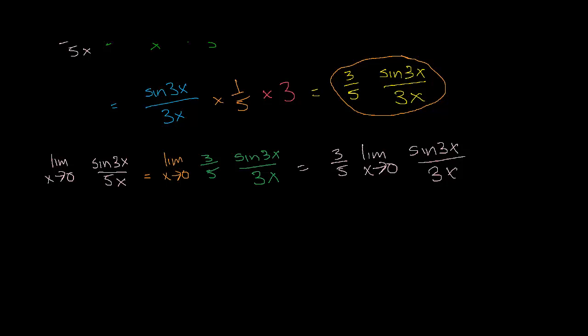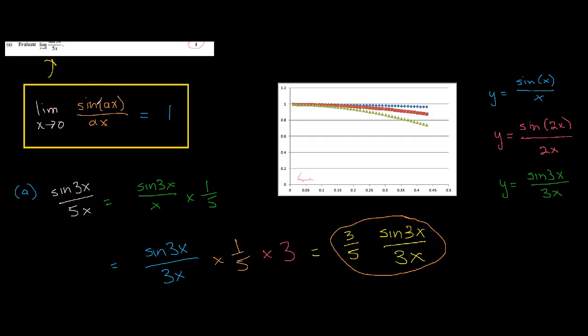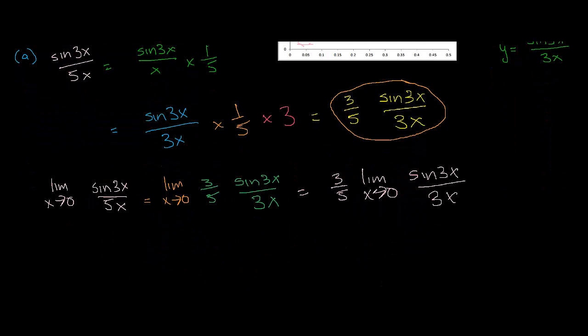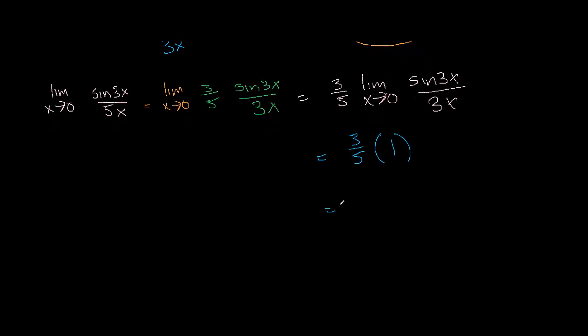Now this is the real meat of the question. Remember, this is the main concept we're going to use: the limit of sine of ax over ax, where a is just some number, in this case 3, equals 1. So the limit as x approaches 0 of sine of 3x over 3x is going to be 3/5 times 1. Too easy. So that is obviously 3/5.